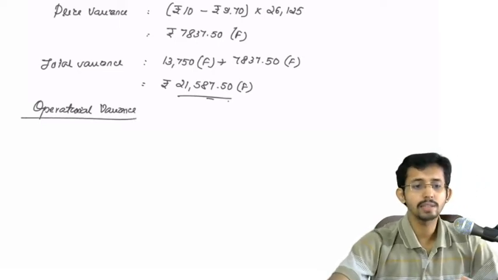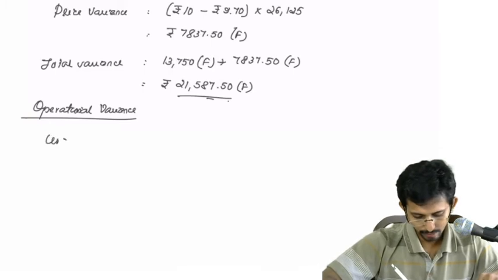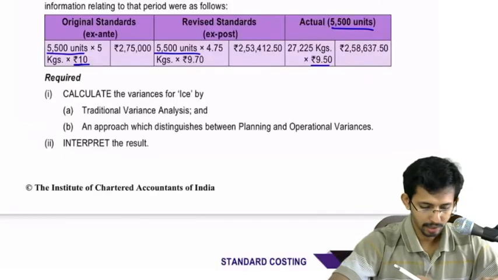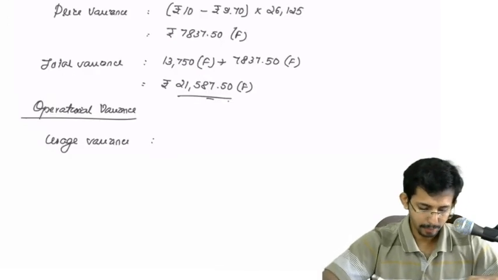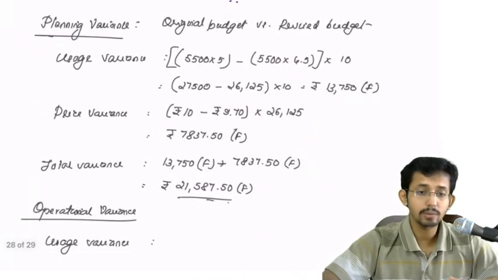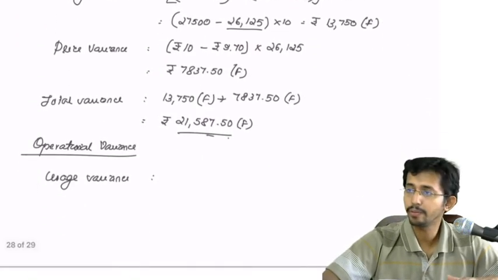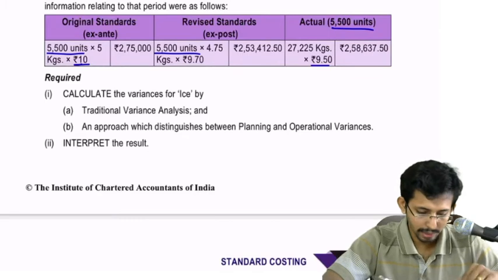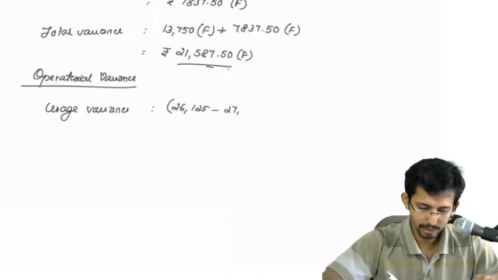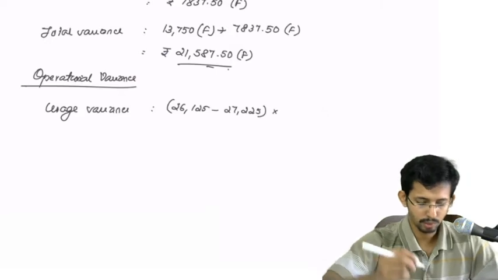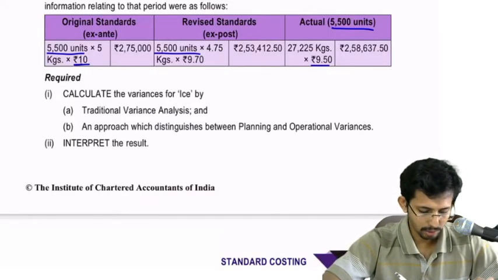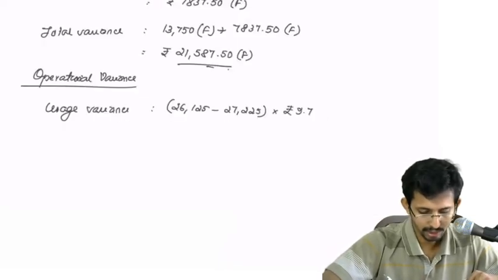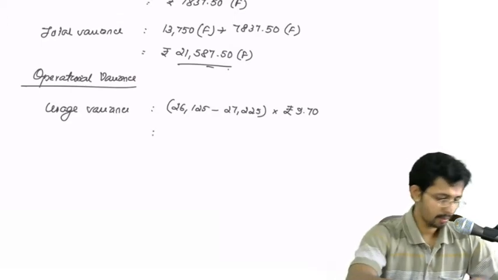Operational variance, how do you compute? First is usage variance. It is revised budget versus actual. Revised budget SPE. What was the standard quantity as per revised budget? It was 26,125. So 26,125 minus what is actual? Actual is 27,225 into what is the cost? Standard cost is 9.70 rupees. 9.70. That will give you 26,125.